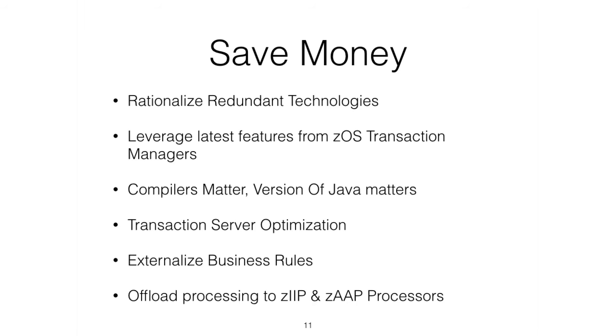And the last thing is, if possible, externalize your business rules outside of ZOS. Don't run a rules engine within ZOS. Use something like a process server or a rules engine running on a distributed system outside. So the idea here is to reduce the amount of business logic on ZOS and instead centralize it outside.